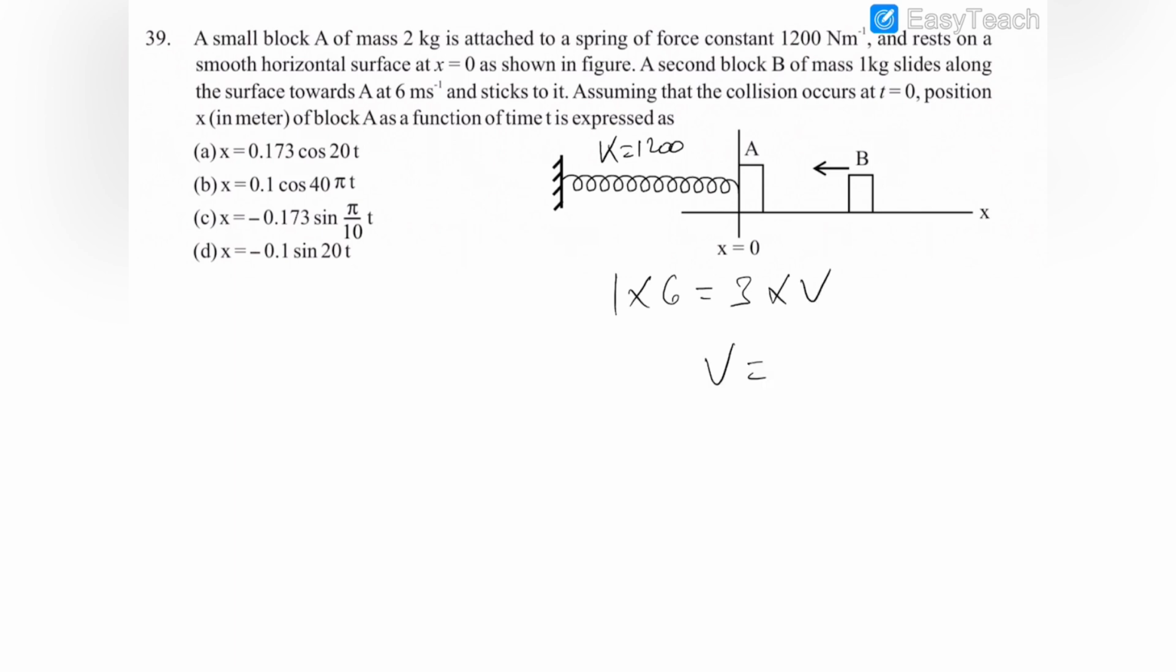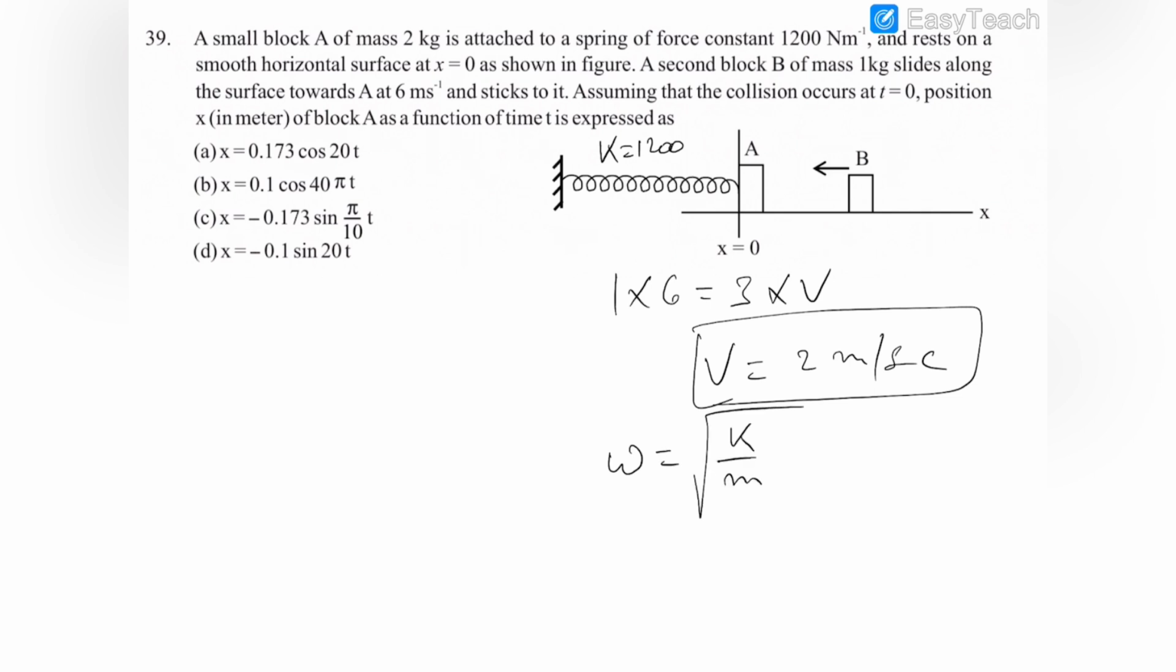So v will be equal to 2 meters per second. This is the velocity. Now we can find out the omega. Omega is under root k by m, and you can see that k is 1200 and the combined mass of the system is 3. So this would be 20.